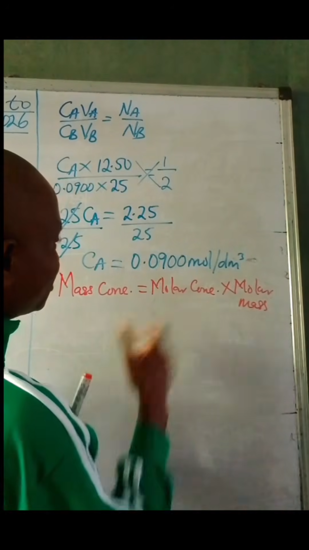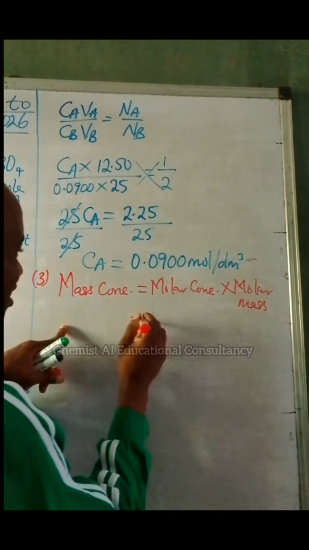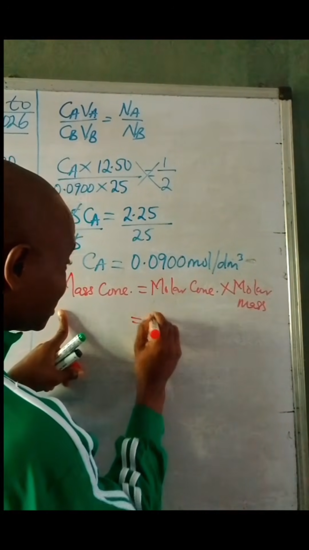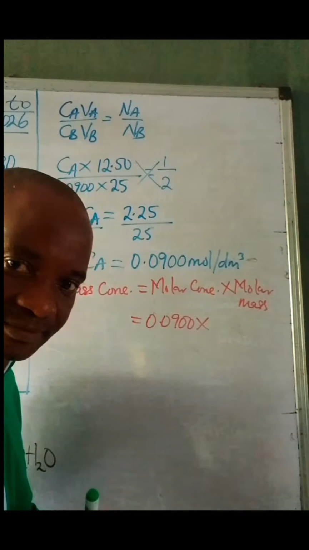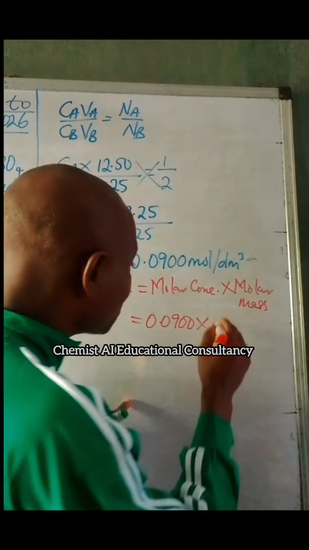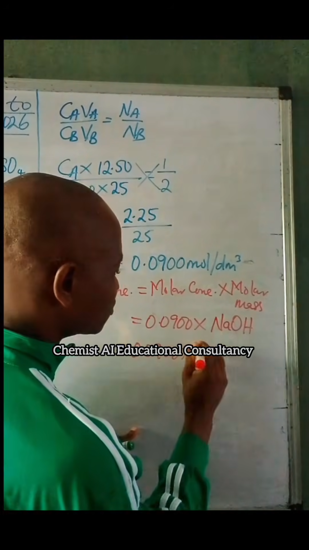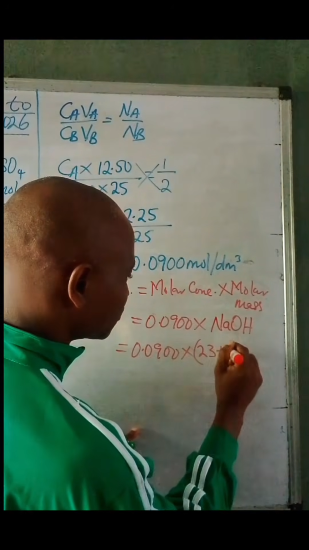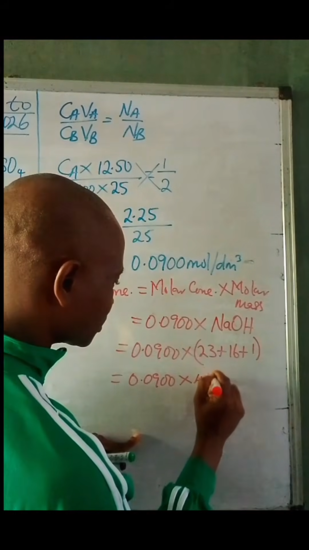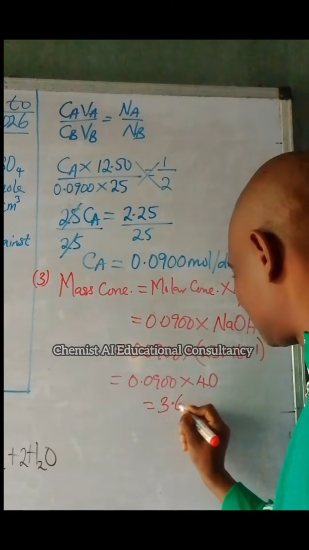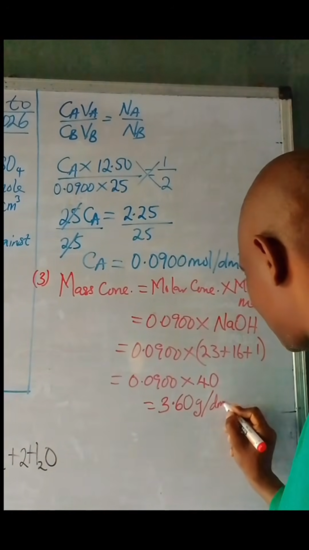The molar concentration is already here. Molar mass was not given, but you can calculate it. So what you do is that mass concentration is molar concentration, which is 0.0900 times molar mass of sodium hydroxide. Molar mass is also called the formula mass. So you can write the formula there. So that we have 0.0900 times atomic mass of sodium is 23, plus atomic mass of oxygen 16, plus atomic mass of hydrogen 1. If you add all this, you get 40. You are going to get 3.6. To 3 significant figures, 3.60 gram per dm cube.